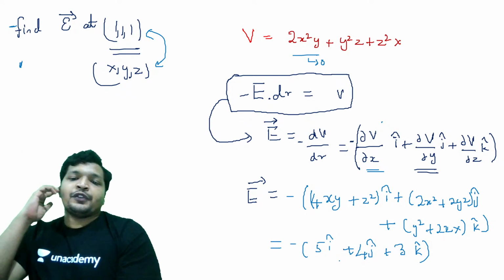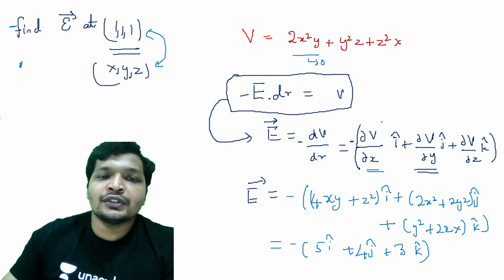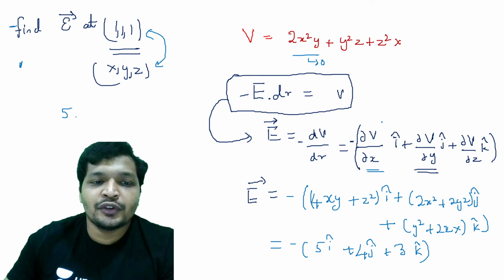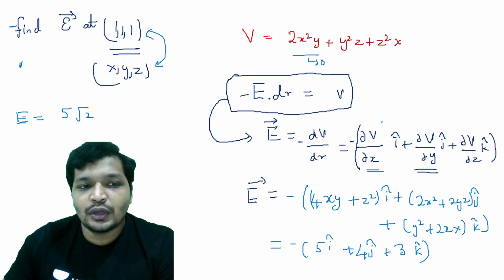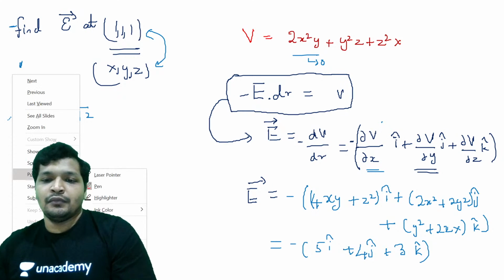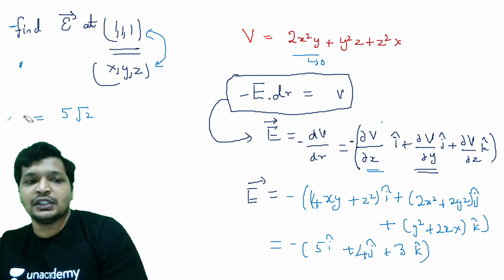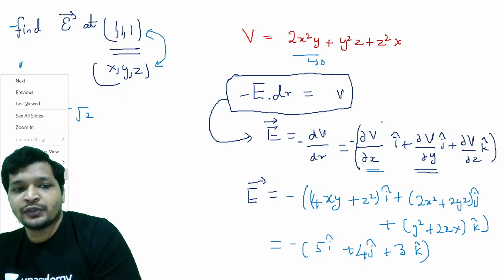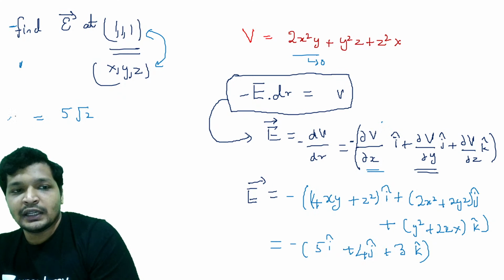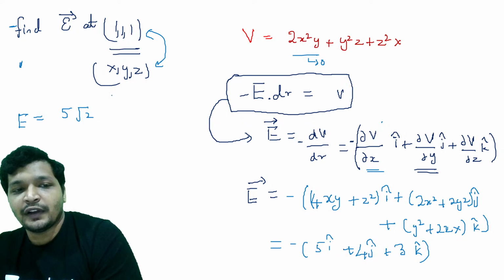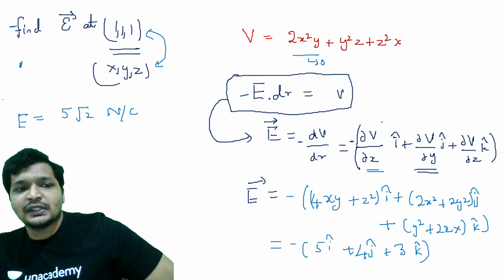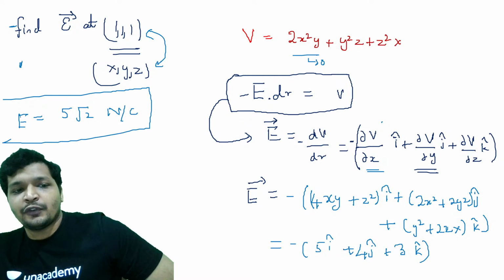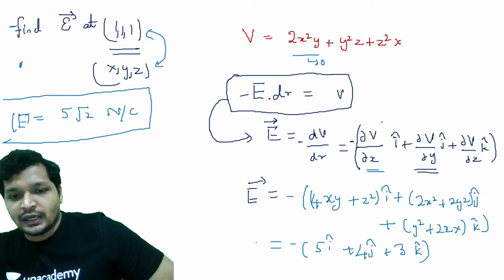If I had asked you to find out the magnitude, it's going to be 5 root 2, whatever units it is. Okay, 4 square plus 3 square, how much? 25. 5 square is 25. So ultimately you'll get it to be 5 root 2 Newton per Coulomb, whatever is the value. Simple. This for magnet. This is the actual value of electric. This is your electric.